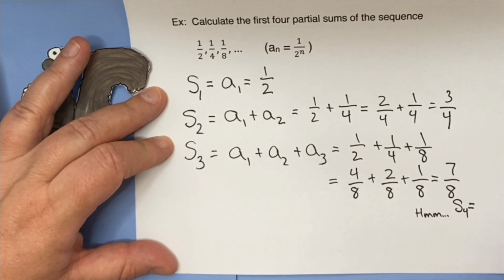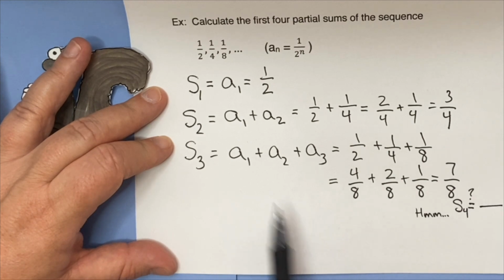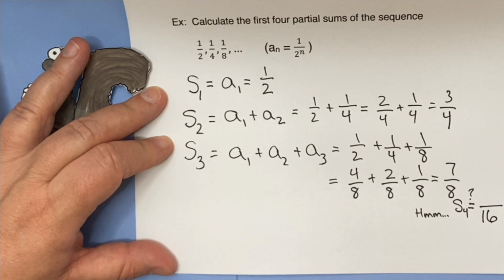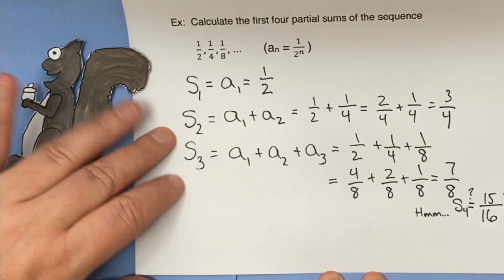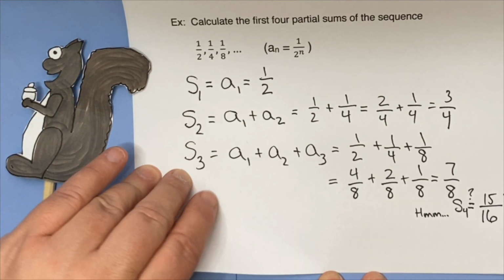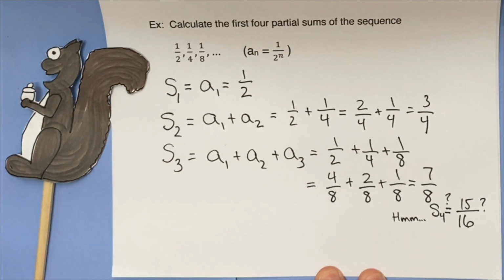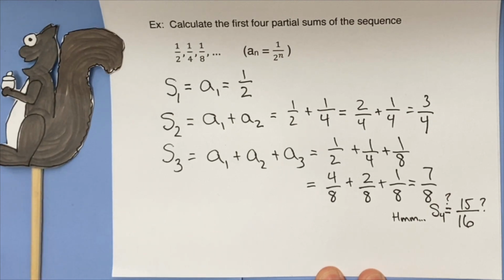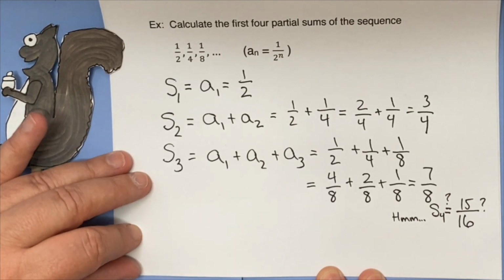So if you were going to take a guess, does S4 maybe equal what? Well, the next denominator, if it goes 2, 4, 8, should be 16, right? What would you guess the numerator would be? Maybe 15? It's an interesting idea. How about our squirrel friend? What do you think, squirrel friend? Squirrel friend is thinking that seems like a really good guess.